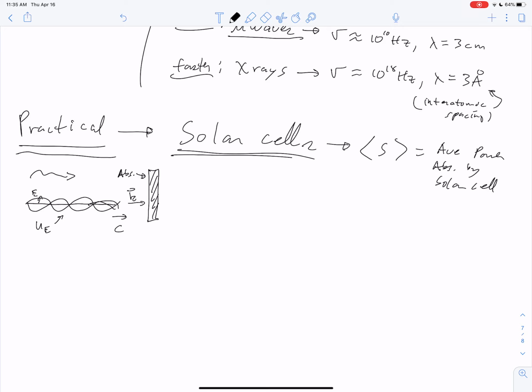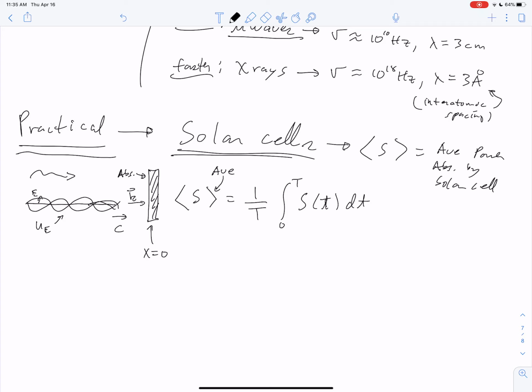And so the solar cell, we can put it here at x equals 0. To calculate the power absorbed by the solar cell, the average power, where these brackets mean average, I have to do a time average, which is 1 over T, because it's periodic. I go for 1 period and integrate from 0 to T of S of t dt. That is the average.